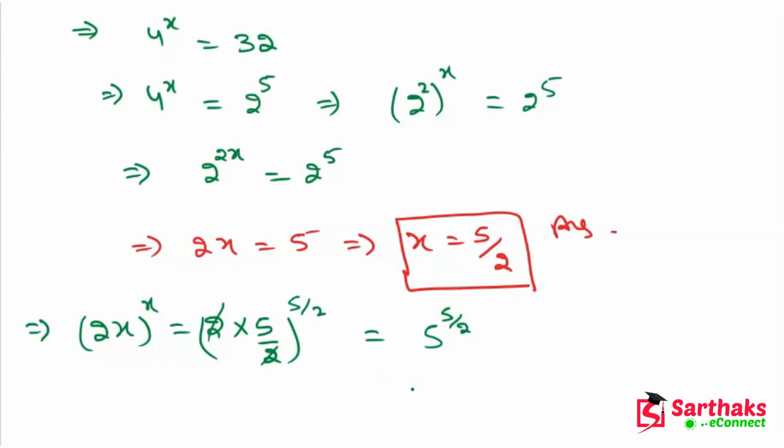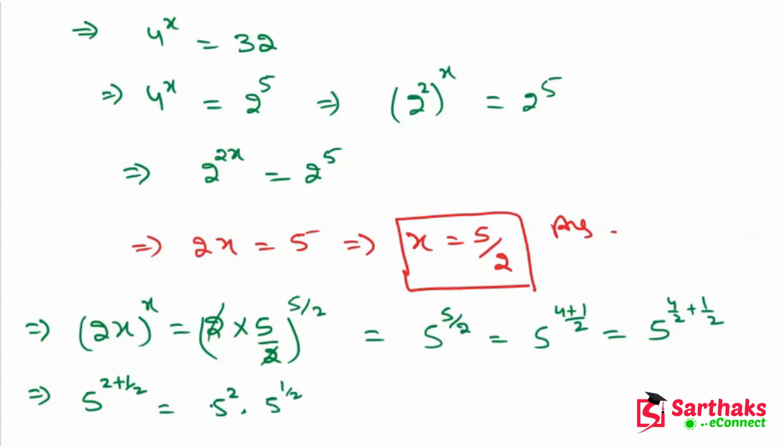Now we can simplify more like this. We can write 5 raised to power (4 plus 1) upon 2. We are breaking the power. So we get 5 raised to power 4 upon 2 plus 1 upon 2. This will become 5 raised to power 2 plus 1 upon 2. Now we can write 5 raised to power 2 dot 5 raised to power 1 by 2.